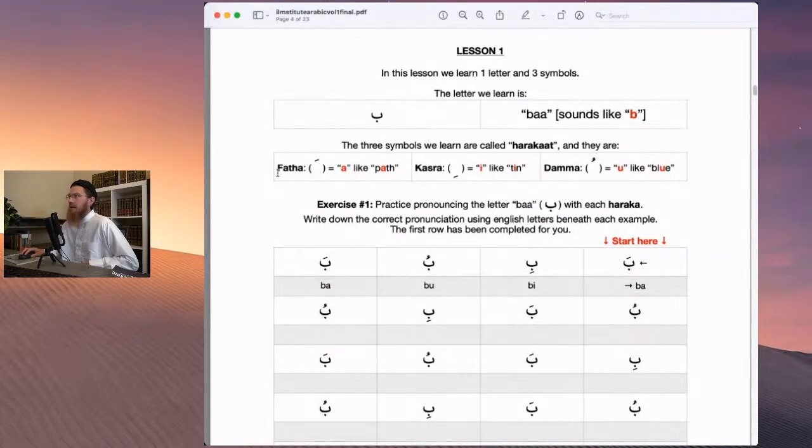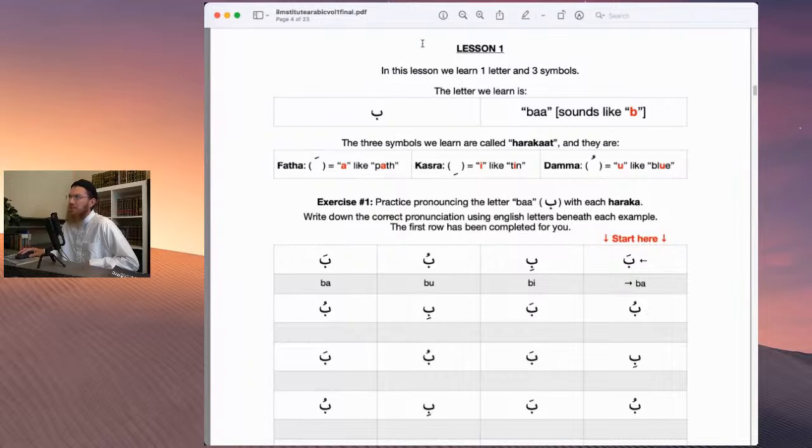We learned the harakat, the fatha, a, kasra, i, dhamma, u. And now we exercise. See how short this lesson is? It's very simple. You just memorize which symbols represent which sounds. That's all you have to do. And then you just practice.